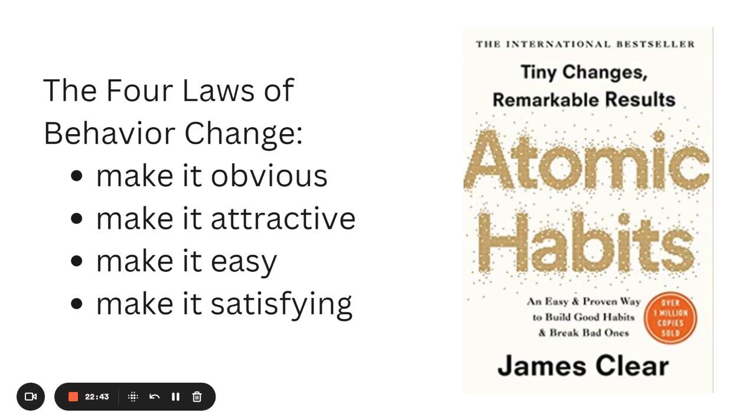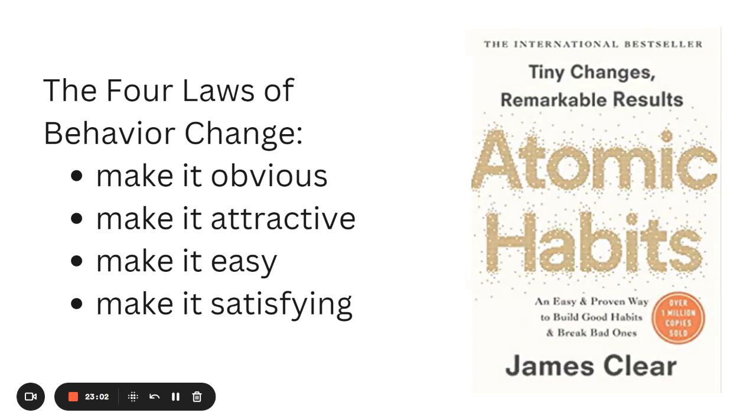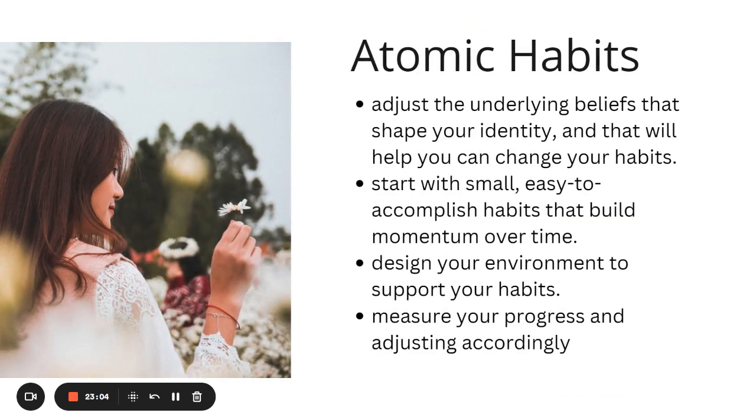So instead of relying solely on willpower and motivation, we should shift our attention to the process of habit formation instead. And so he recommends 4 things: make it obvious, make it attractive, make it easy, make it satisfying. And he talks a little bit more about this in the book. Adjusting the underlying beliefs that shape your identity can help you change your habits.